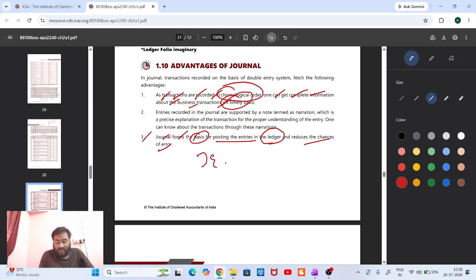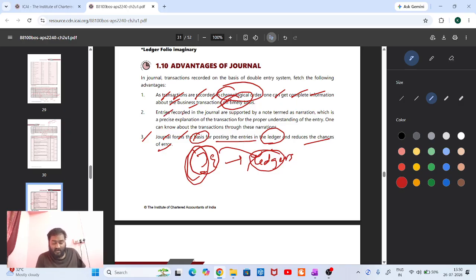Basically, the journal entry is the basis for preparing ledger entries and posting. Entries recorded in the journal are supported by a note termed as narration. Keep this in mind, which is a precise explanation of the transaction. Read this till here.